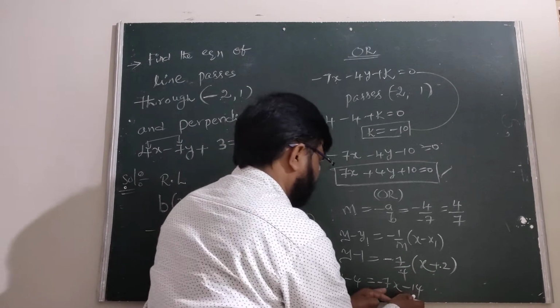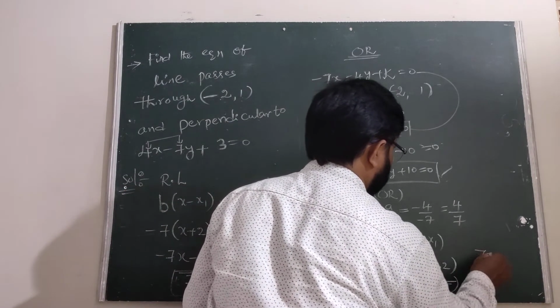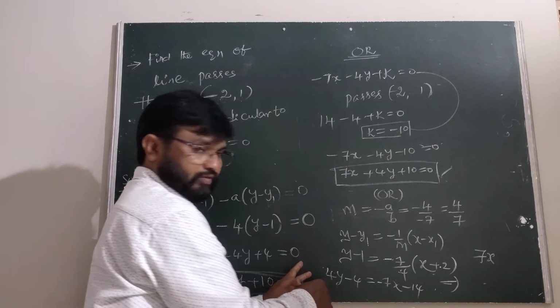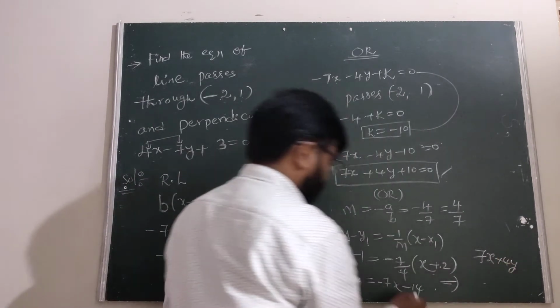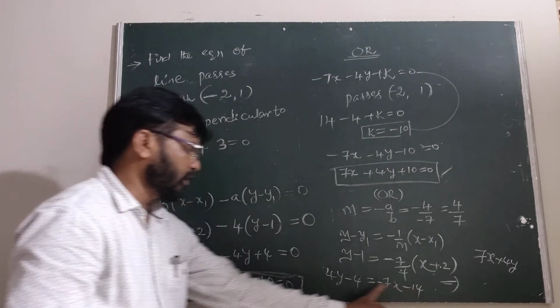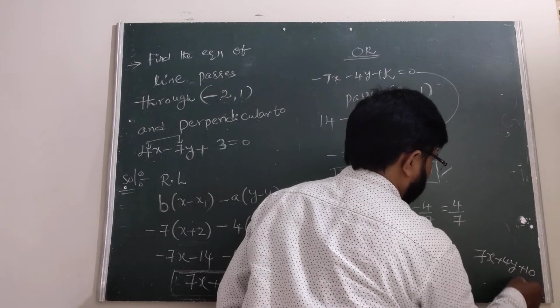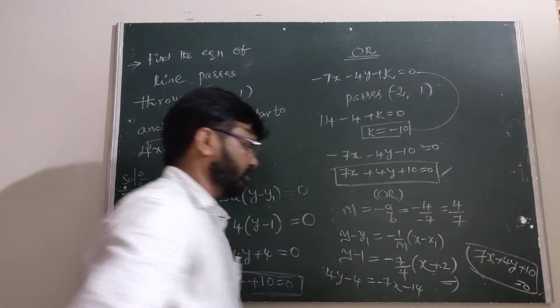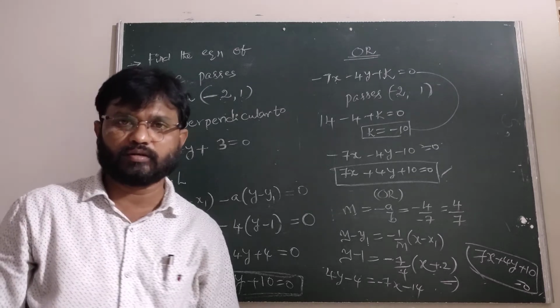These all terms are sending to the other side. Then we will get minus 7x, minus 7x becomes plus 7x, plus 4y. The minus 14 becomes plus 14. 14 minus 4 is 10. Now this is 7x plus 4y plus 10 equal to 0. These are three methods. Okay. This one and this one and this one are all equal.